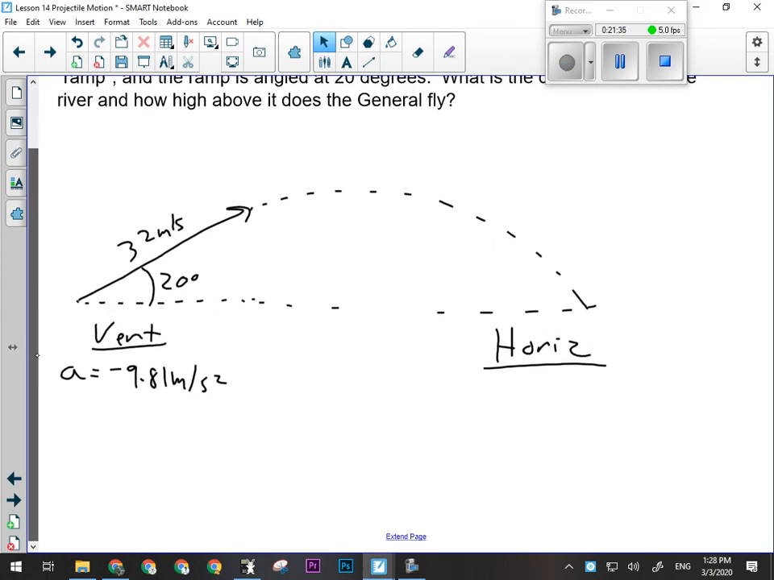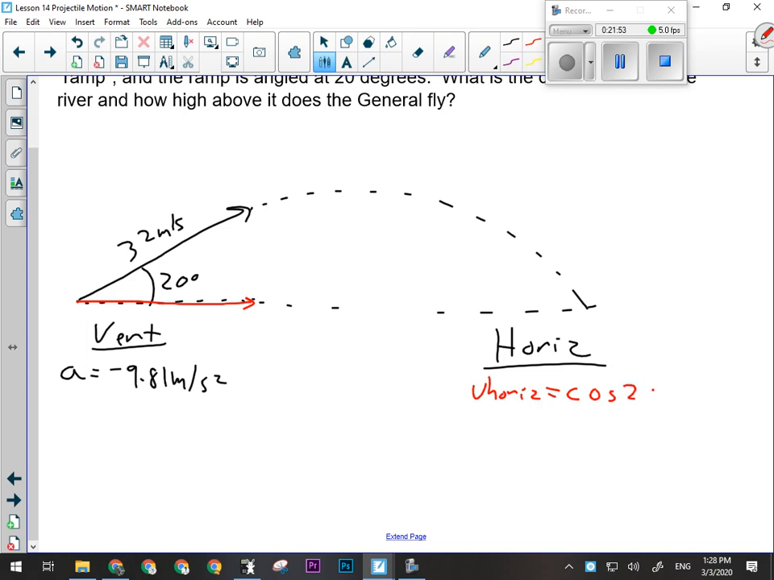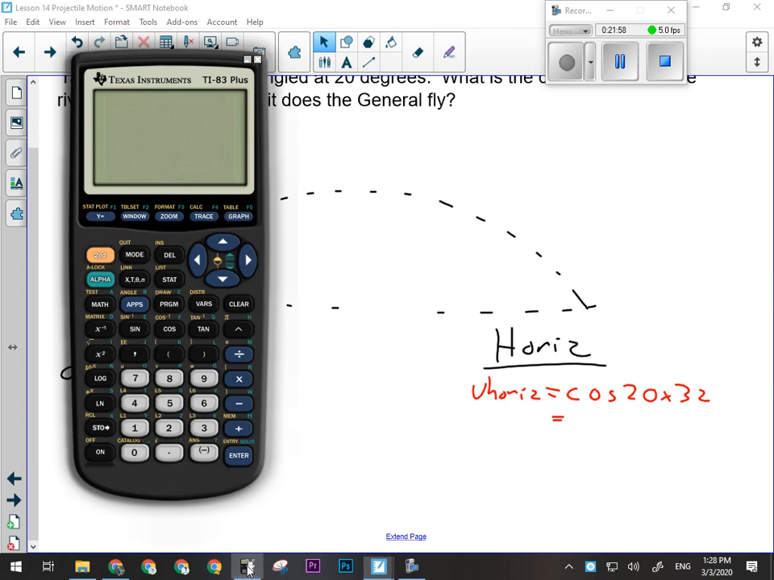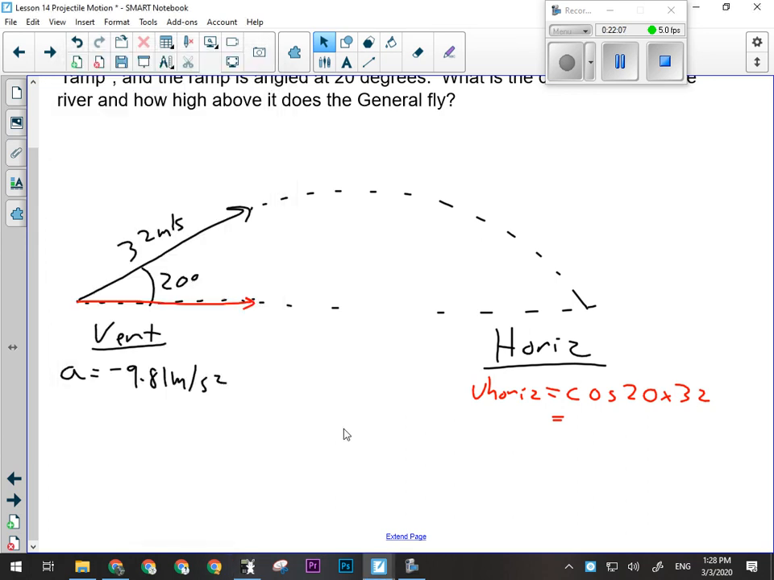All right, so with any projectile motion question, like we said, we want to keep our horizontal and vertical pieces of information separate. Since this is a velocity vector, the 32 meters per second, it will have a horizontal component that will represent the constant horizontal velocity. That will be calculated by going cos of 20 times 32. Our constant horizontal velocity is 30.07 meters per second.